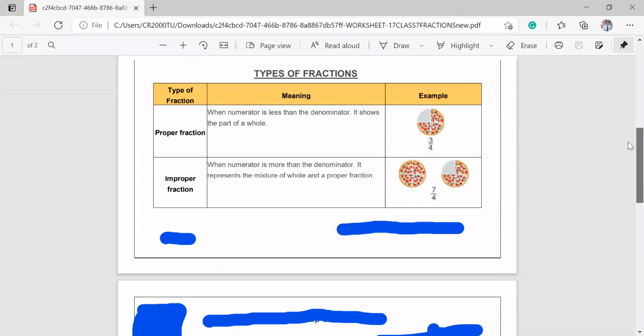Hope this thing is clear. Let's recap what we have learned today. Today we have learned what a proper fraction is. When we see this, we can take a screenshot of it. Improper fraction we have discussed. In the proper fraction, we have discussed that the numerator is smaller than the denominator. In the improper fraction, we have discussed that the denominator is smaller than the numerator.